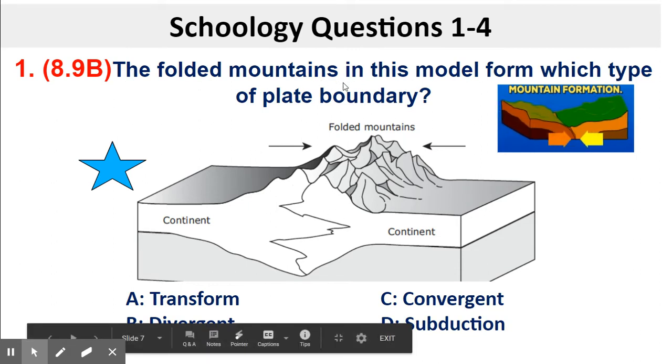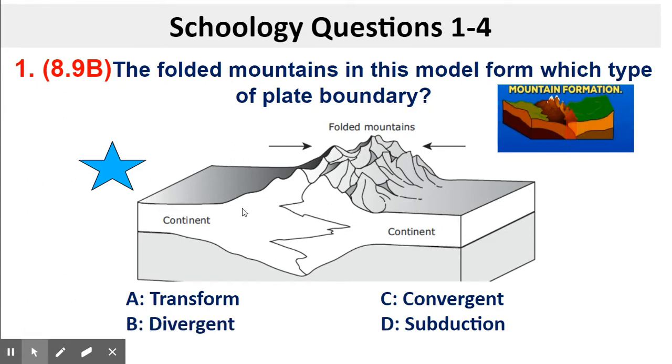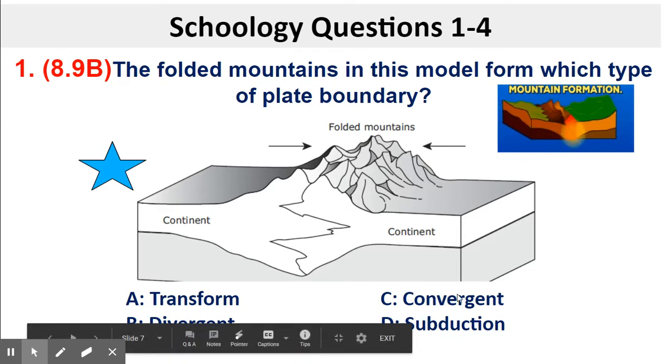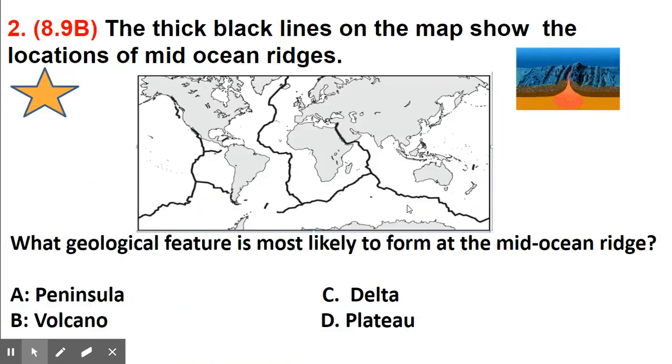So, folded mountains in this model form which type of plate boundary? So here you have a continental crust and a continental crust converging, colliding, and what you're getting are these folded mountains. Okay, and again, the elevation just keeps increasing on these mountains. So we know that this would be a convergent boundary where plates are coming together. The thick black lines on the map show the locations of mid-ocean ridges. So all along here we have mid-ocean ridges.